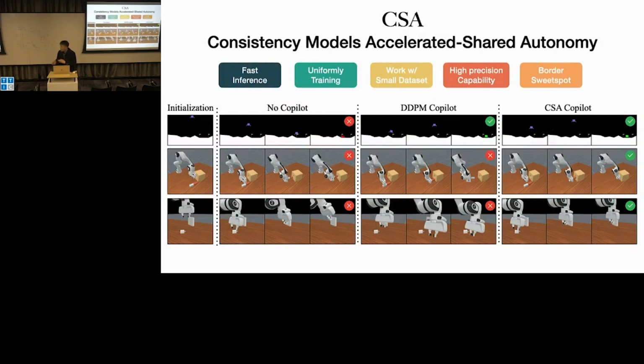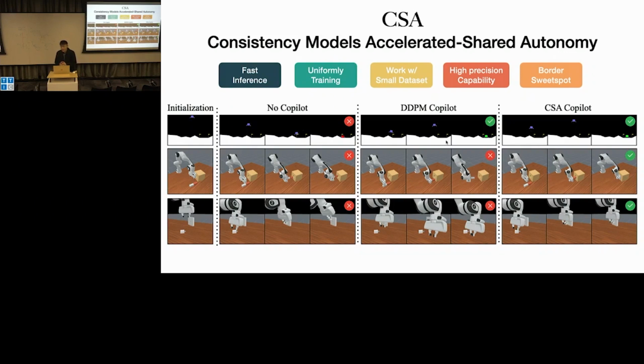So based on all the limitations I talked about before, we proposed our model, consistency model accelerated shared autonomy, CSA. We can guarantee fast inference time, and we are doing uniform training, which means no matter what the task looks like, we never change the model. We never change the hyperparameters. You always use the same hyperparameters for different tasks. And we tested it can work with a relatively small data set, which means you don't have to take a GPU for 3 days or something.